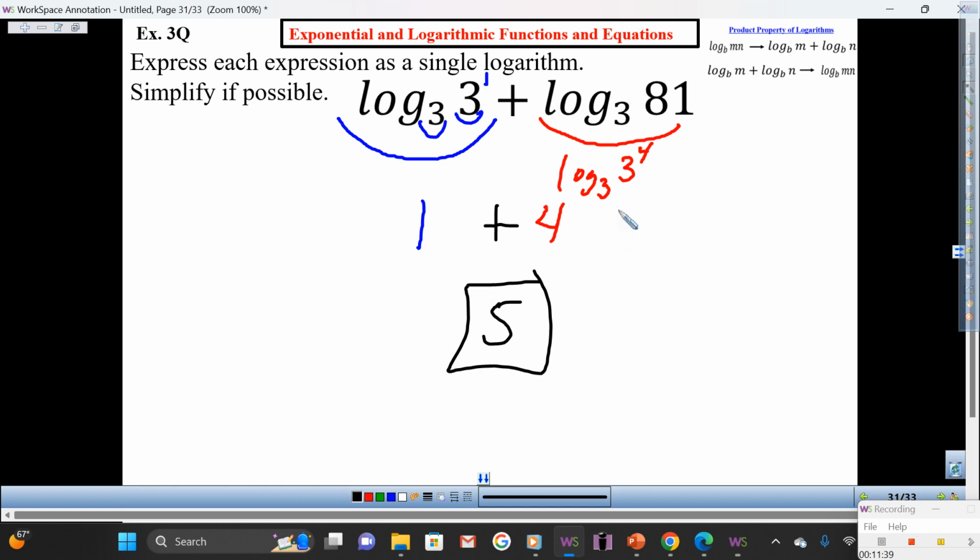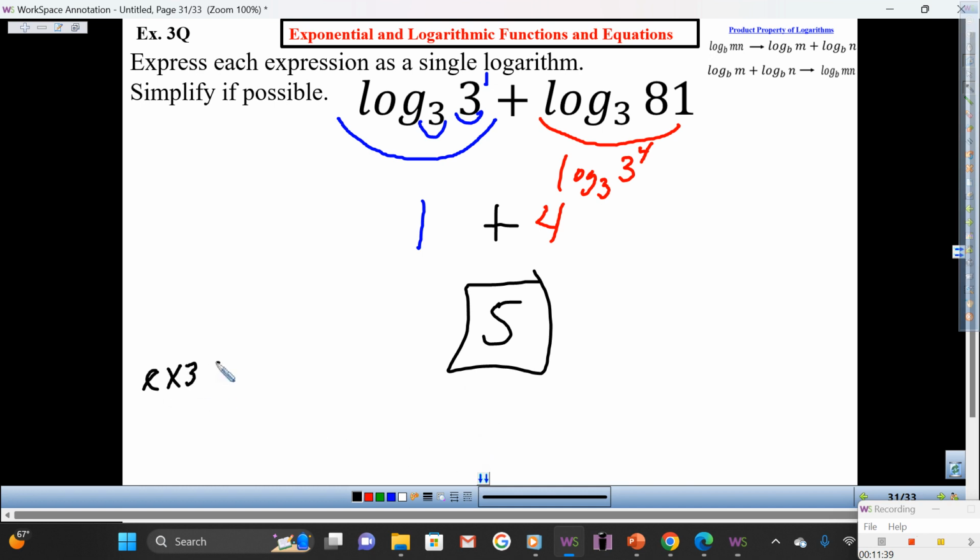All right, so once again, there's two ways of solving this. There's using the product property, which is making both logs into one, multiplying the numbers, and then working it out, or doing each of these individually. Okay.